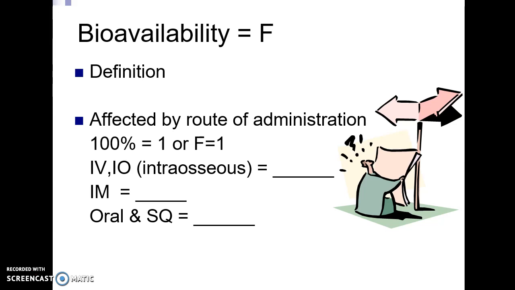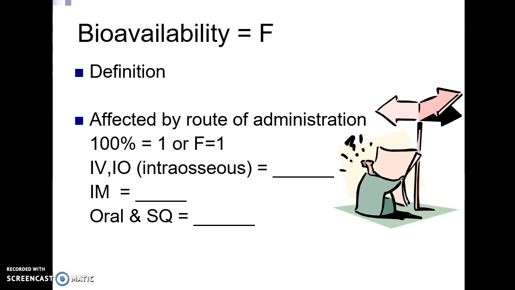That area is very vascular. If you remember, that's where blood cells are developed, and so it is essentially putting it into the bloodstream. So IV or IO administration of a drug gets it right into the bloodstream, so that's 100%. So that bioavailability would equal 1.